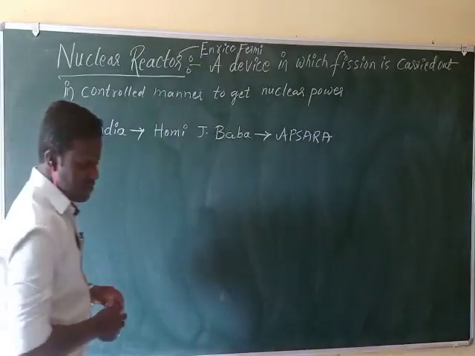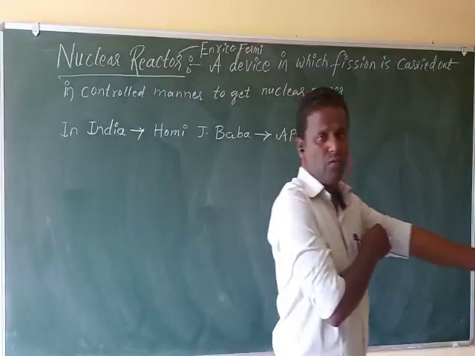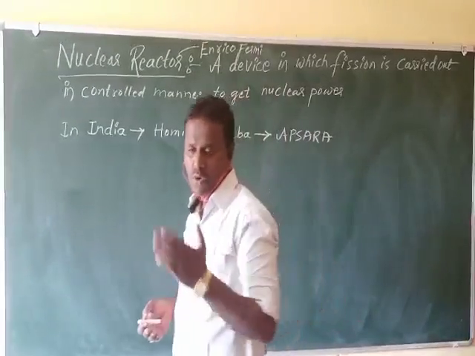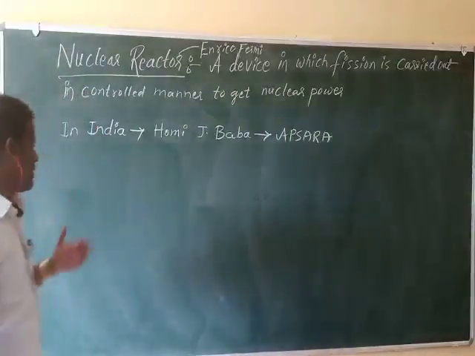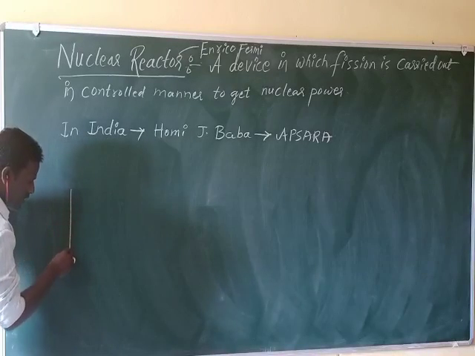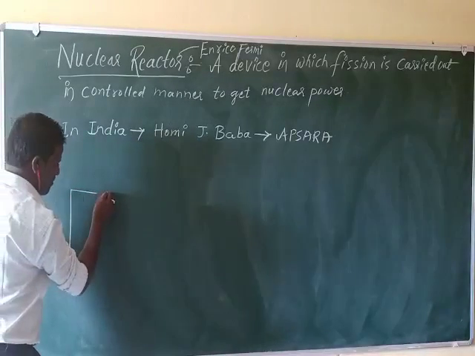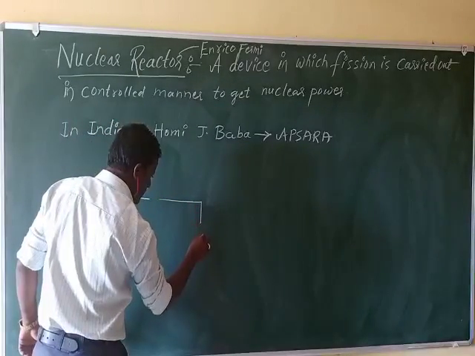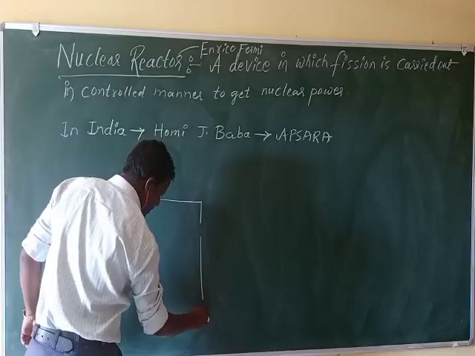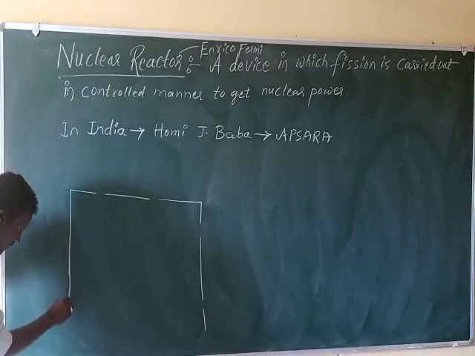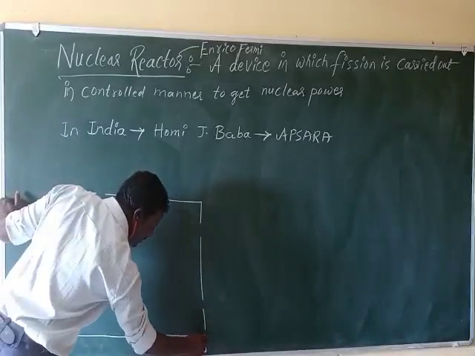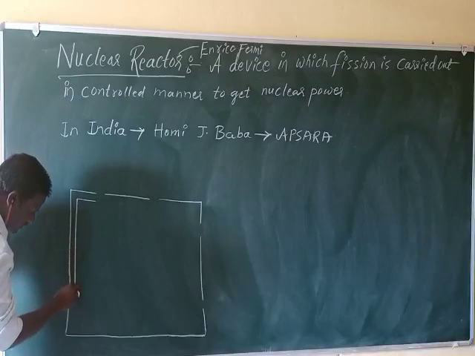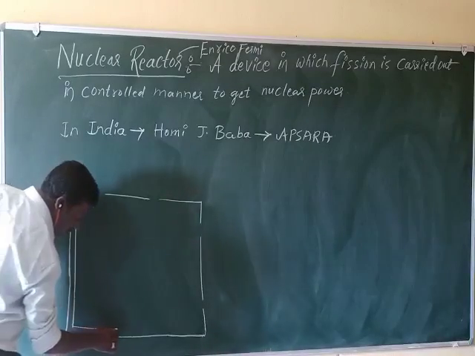So what is a nuclear reactor? Now you have learned that a nuclear reactor is a device in which the fission process is carried out in a controlled manner to generate electrical power. Now we shall see the diagram of the nuclear reactor. You also draw this diagram with me. See, all of you draw this diagram. This is the nuclear core.